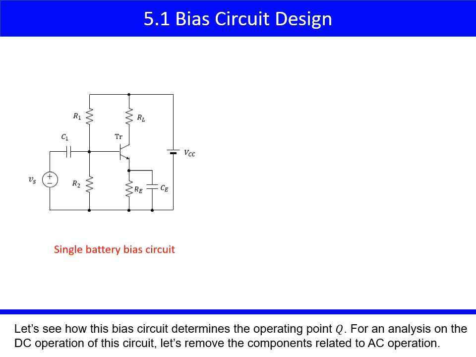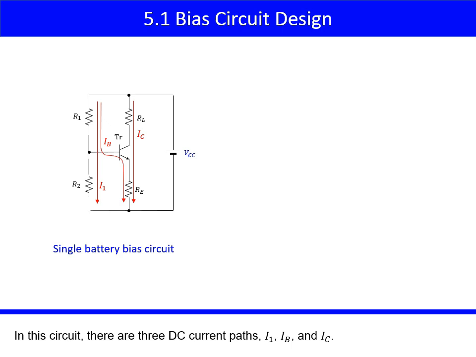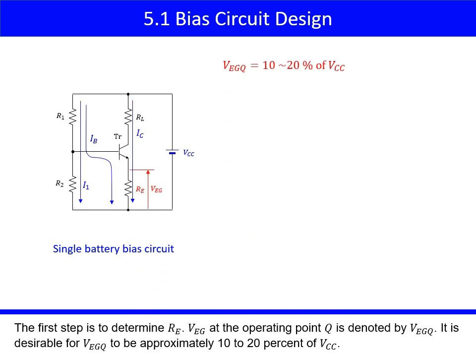For an analysis of the DC operation of this circuit, let's remove the components related to AC operation. In this circuit, there are 3 DC current paths, I1, IB, and IC. The first step is to determine Re. VEG at the operating point Q is denoted by VEGQ. It is desirable for VEGQ to be approximately 10 to 20% of VCC.